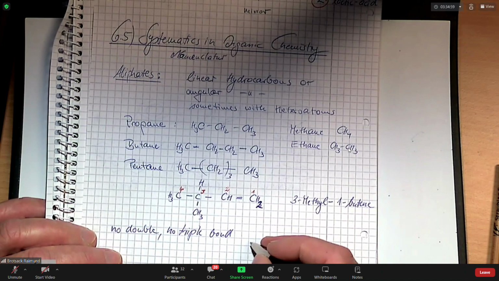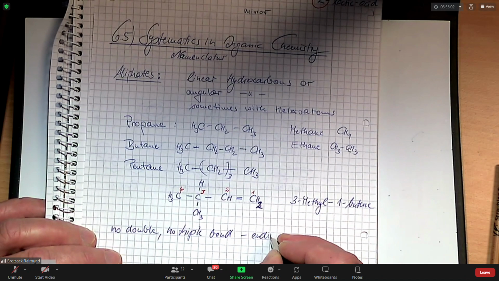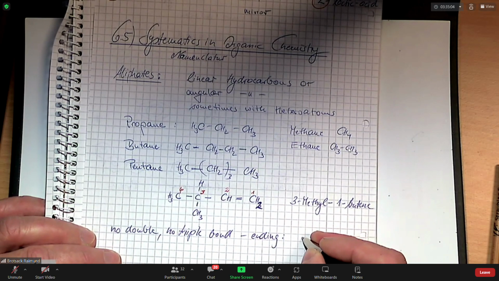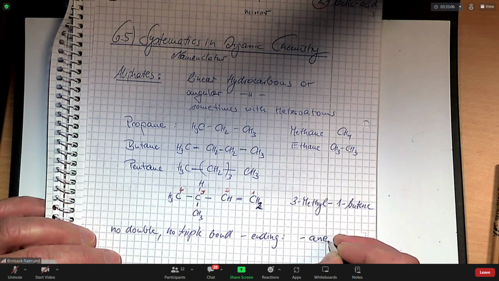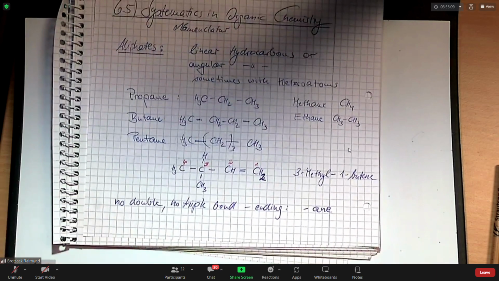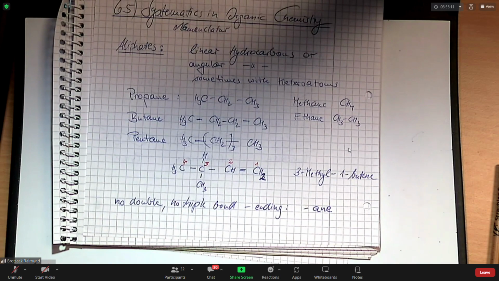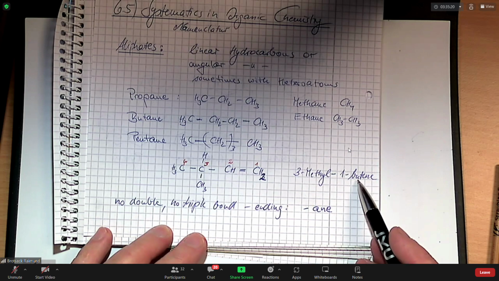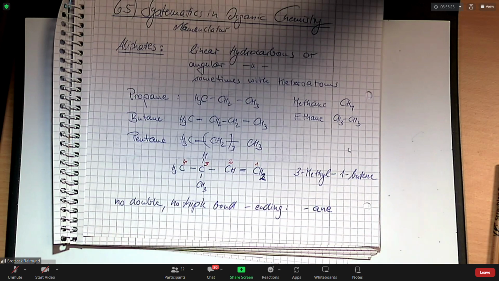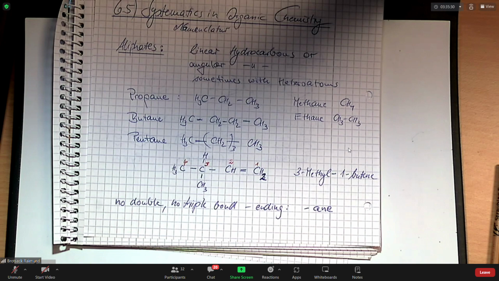Then the ending is -a. We have to count the number of carbons, and then it is an -ane. So propane, butane, pentane, methane, ethane. The one that you wrote 3 on, butene, is not an aliphatic, right? It's not what? It's not an aliphatic. It's an aliphate because it is only containing carbon and hydrogen.